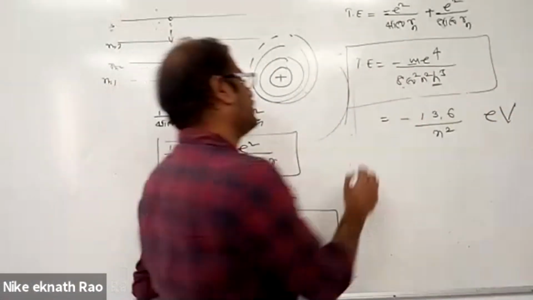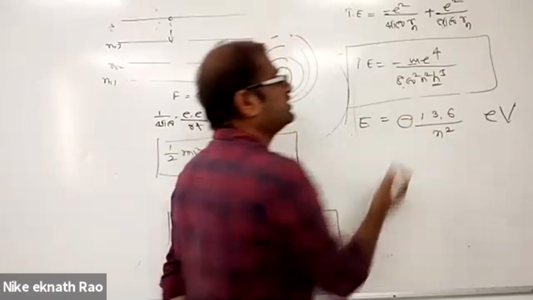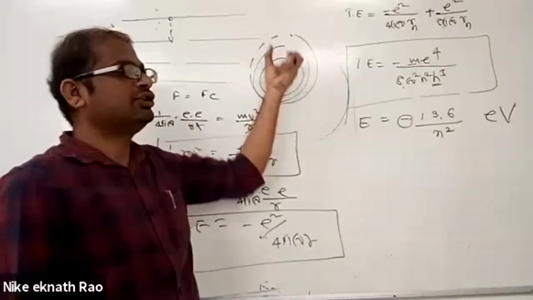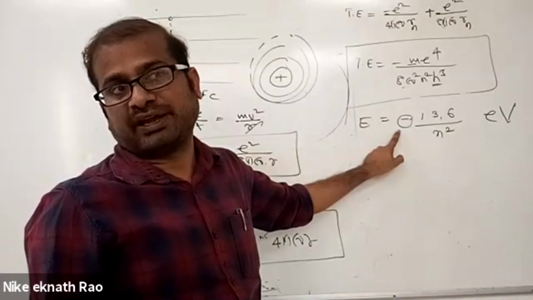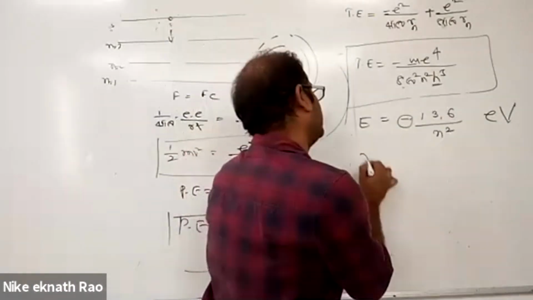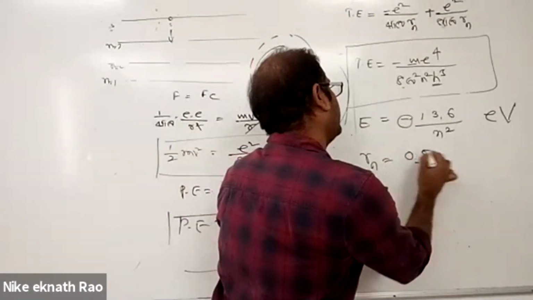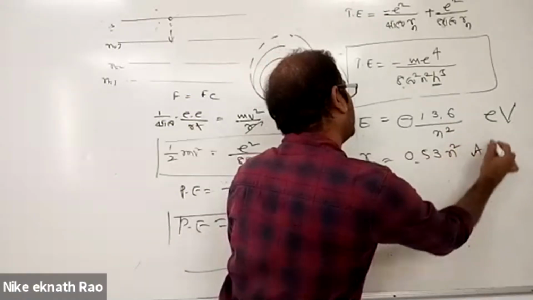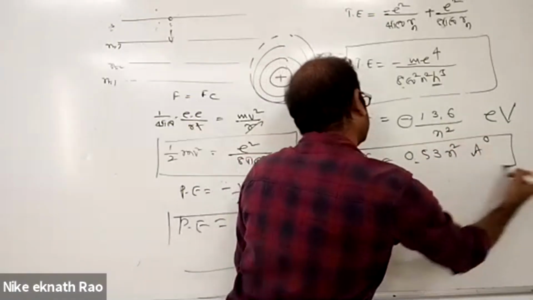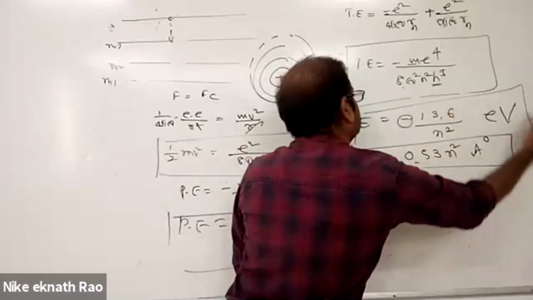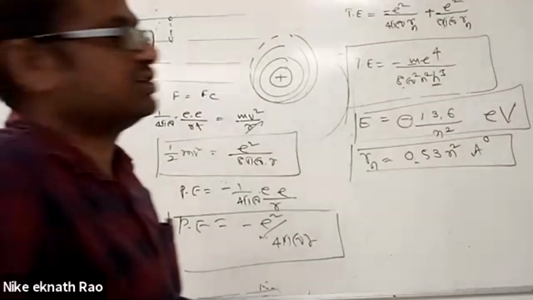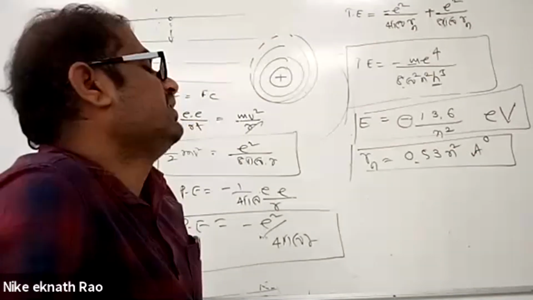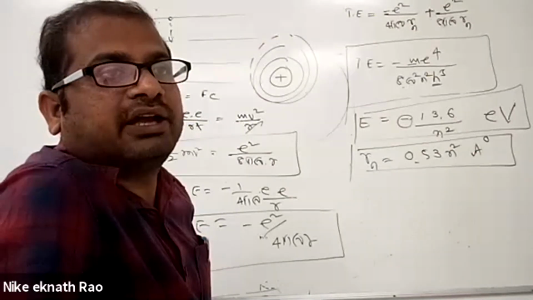How much will it be in terms of joule? The minus sign indicates that the electron is bound to the nucleus by the electrostatic force of attraction. Energy is minus 13.6 by n square. And how much radius will you get? For the hydrogen atom, the radius of the nth Bohr orbit is 0.53 n square Angstrom. Energy is minus 13.6 by n square electron volt.